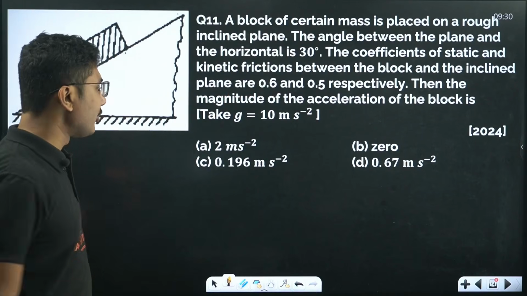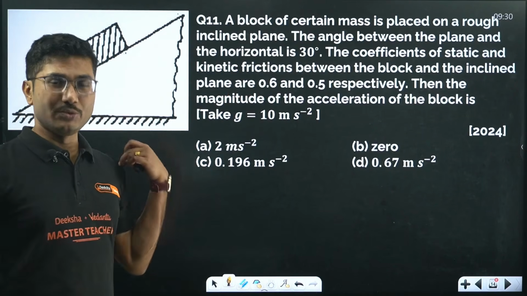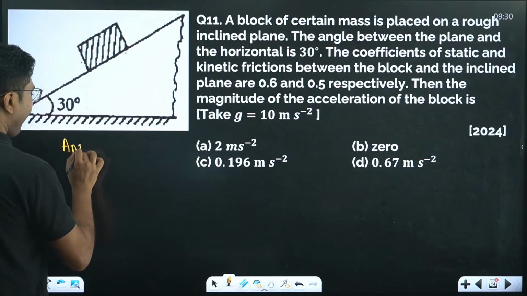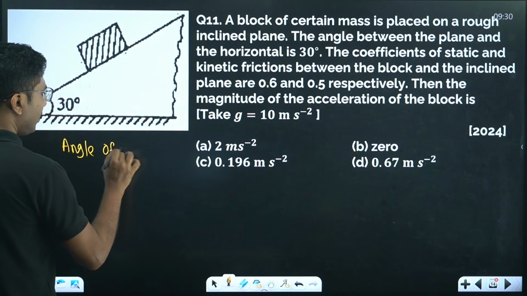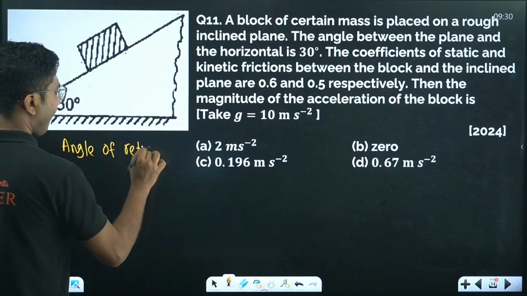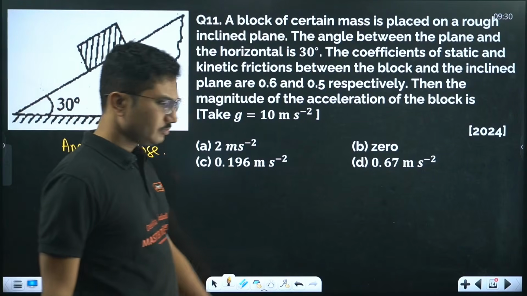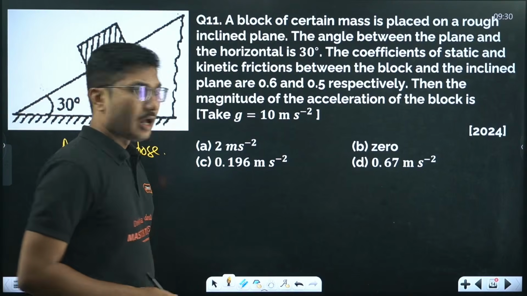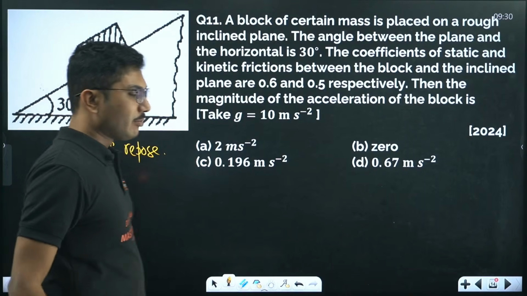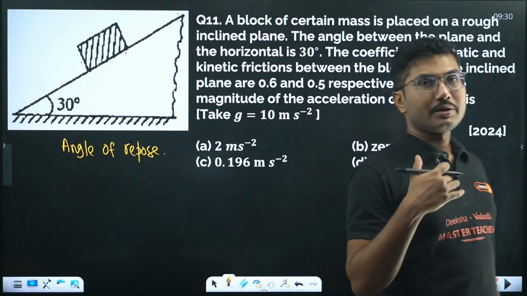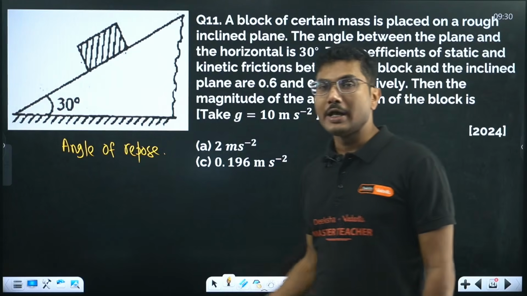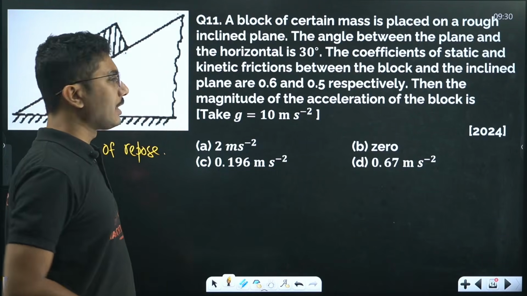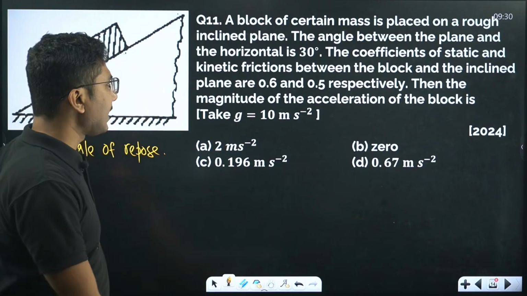I am going to teach you something new which I have not taught you in the theory class, which is called angle of repose. What is this? Angle of repose is basically an angle. If the inclined plane is kept at less than that angle, the block will not move. If the angle is more than that angle, the block will move. So there is a concept in physics called angle of repose.